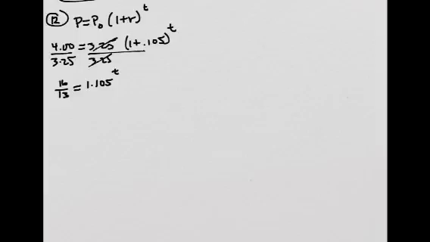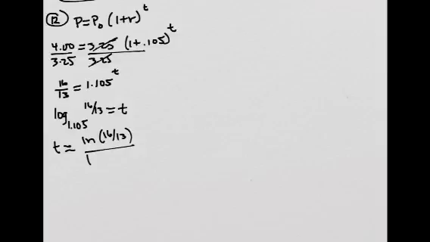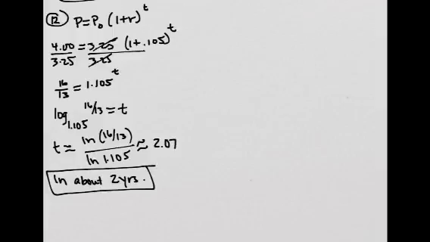I'm going to change to exponential, to log form. So it's log base 1.105 of 16/13 equals t. So you say, okay, t is approximately ln of 16/13 divided by ln of 1.105. Okay, so you get 2.0796, and it goes on and on. So it's about 2 years. So you would write in about 2 years.